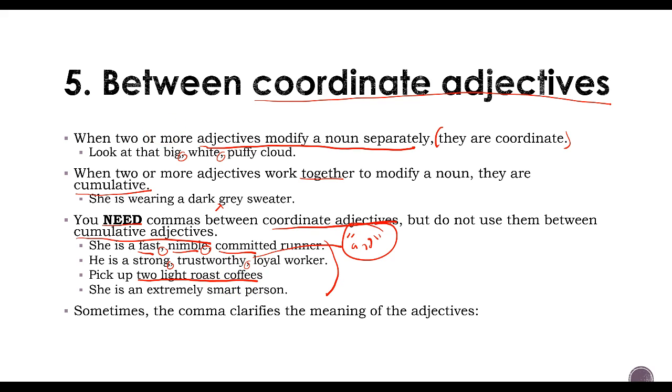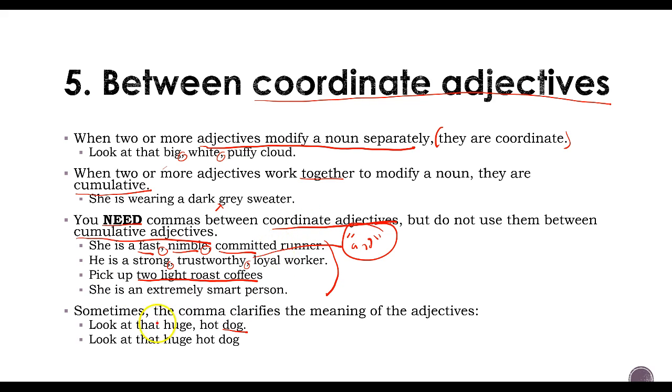Also with coordinate adjectives, the comma can actually clarify the meaning of the adjectives, and a sentence would be completely different without the comma. Look at that huge, hot dog. Look at that huge and hot dog. So these two are describing the dog separately. So the dog is huge and the dog is hot. Right? So we get a picture of a big dog that's very hot.